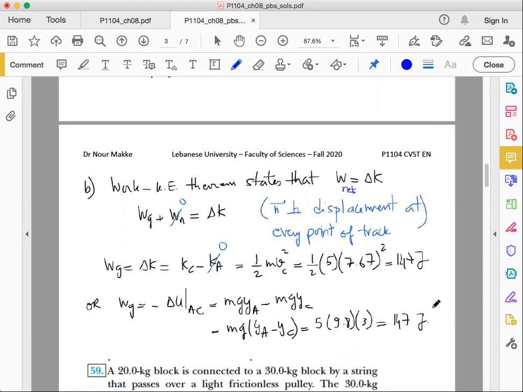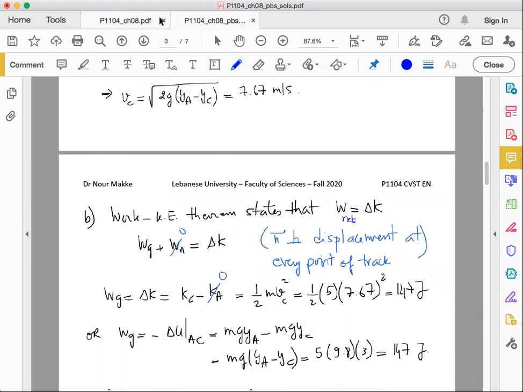So this is it for this exercise. We will move on with another exercise.